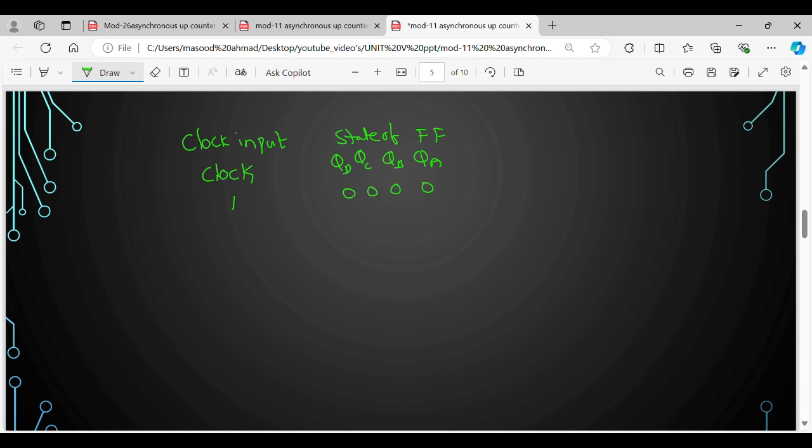So what about the clear logic? There should be an output reset logic. What is this logic for? To make the counting sequence stop in between, halfway. So when clock input is 2, this is 0 0 0 1. When the third clock is applied, 0 0 1 0. Fourth clock applied, 0 1 0 0. Fifth clock applied, 0 1 0 1. Sixth clock applied, 0 1 1 0. Seventh clock applied, 0 1 1 1.